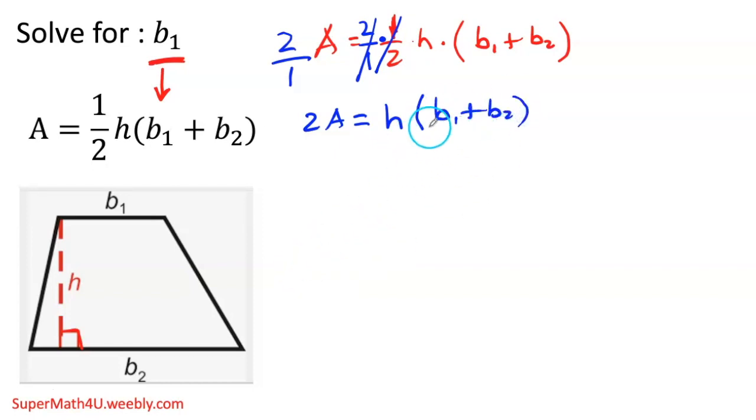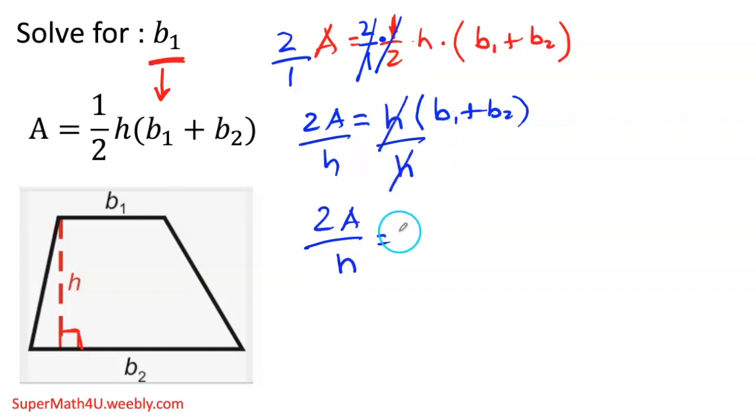All right, almost there. I want to get rid of the h. Remember, I want to leave the b1 by itself, so I have to get rid of whatever's multiplying on the outside. I divide by h on both sides, because it's multiplying. So I have 2a over h equals, h cancels, and I have b1 plus b2. I'm showing you the easiest process right now.